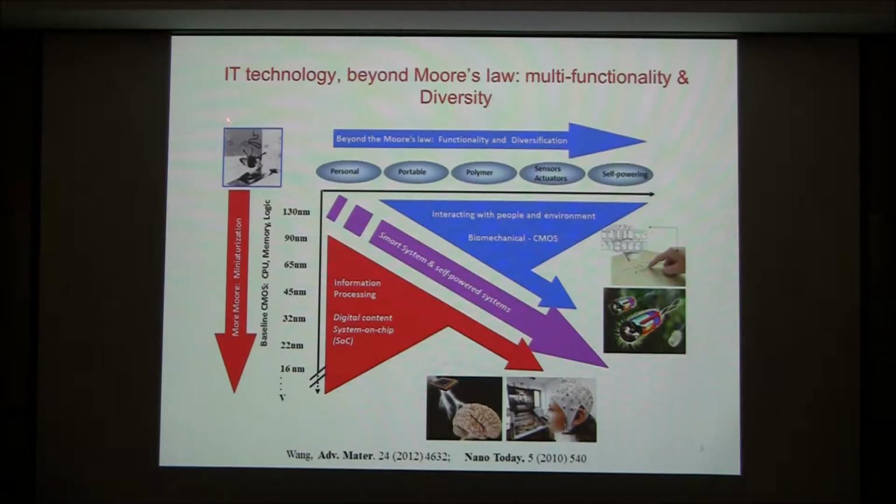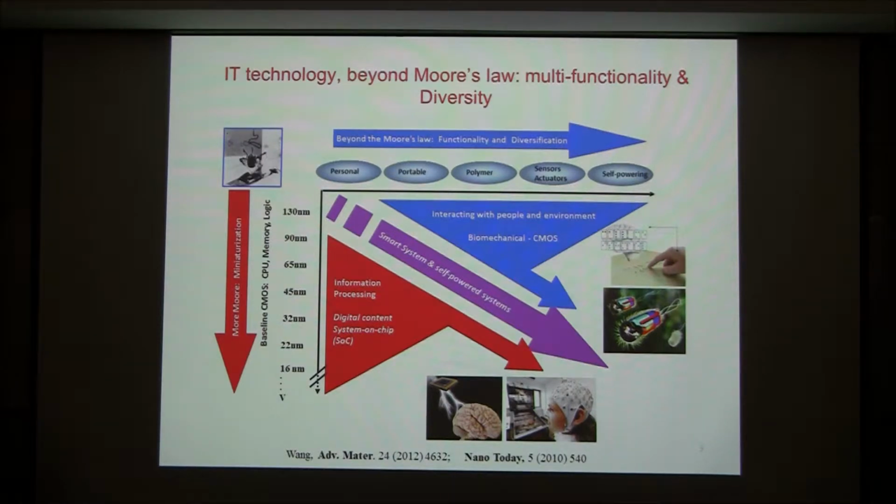For example, most efforts drive the speed, to make the device smaller, faster. But today, with more personal, portable, and polymer electronics, people look at functionality. So beyond speed and functionality, we drive into a smart system and a solar power system in different directions. This is what we're looking at.